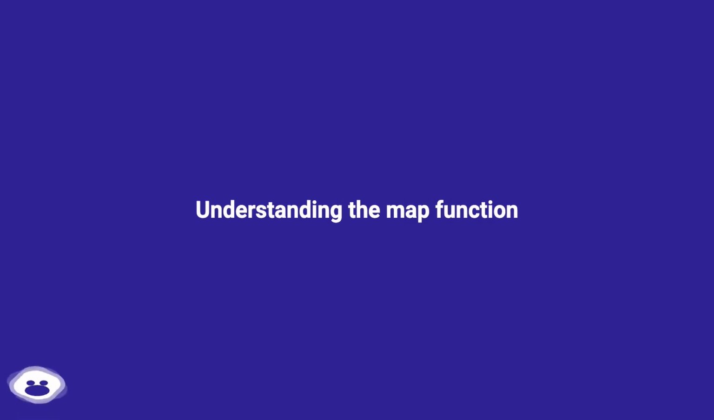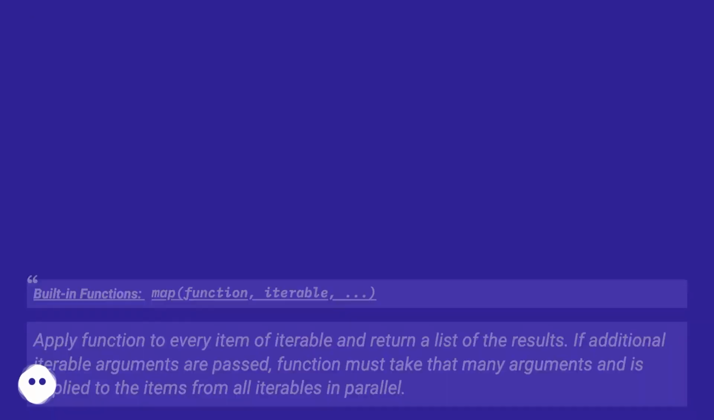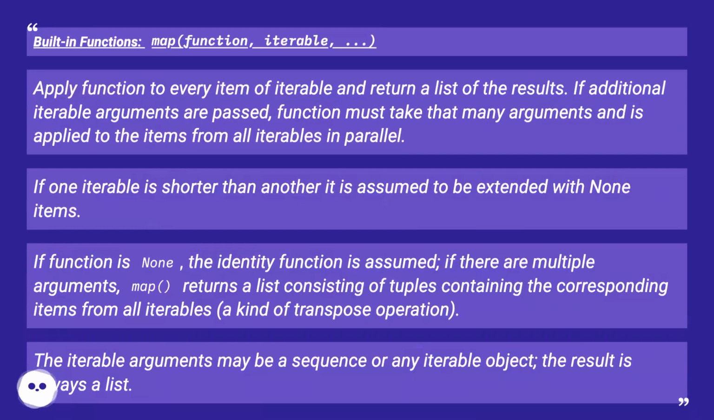Understanding the map function. The Python 2 documentation says, built-in functions, map function, iterable: apply function to every item of iterable and return a list of the results. If additional iterable arguments are passed, function must take that many arguments and is applied to the items from all iterables in parallel. If one iterable is shorter than another, it is assumed to be extended with None items. If function is None, the identity function is assumed.